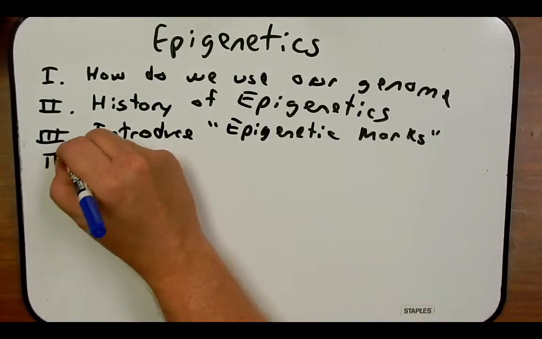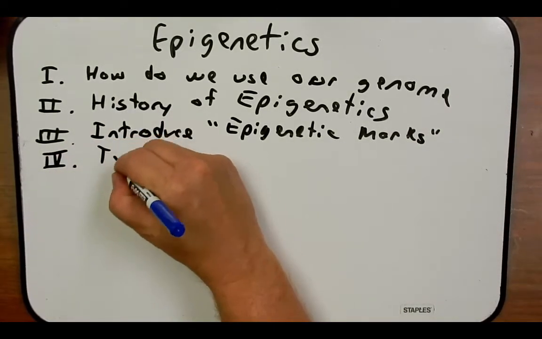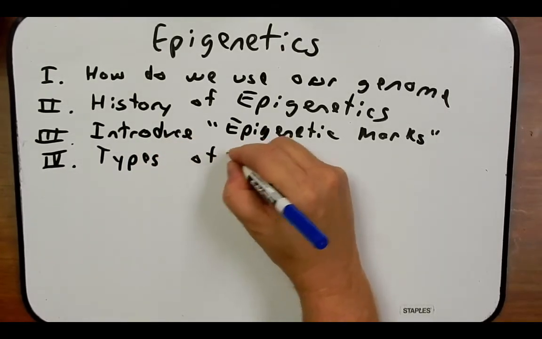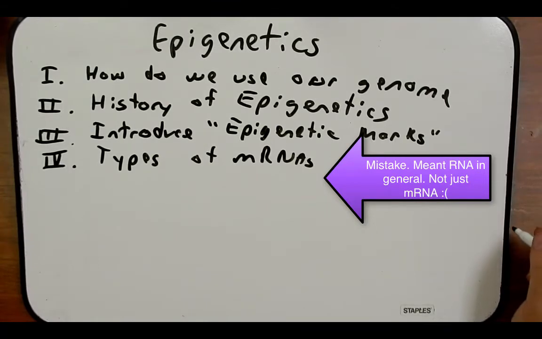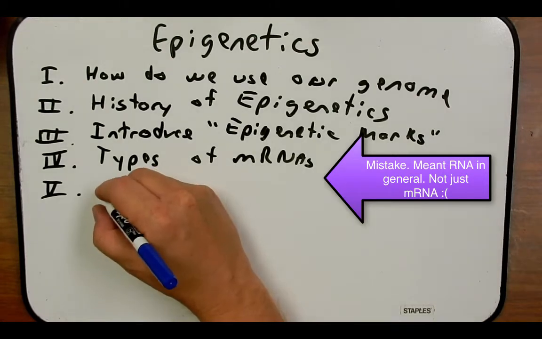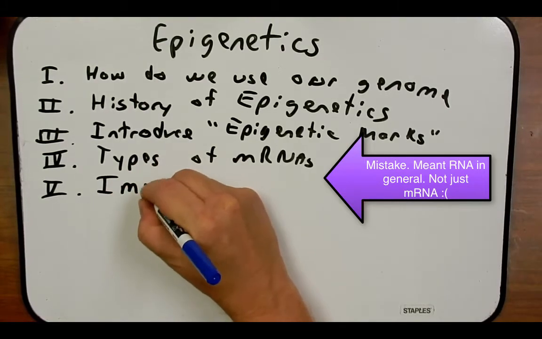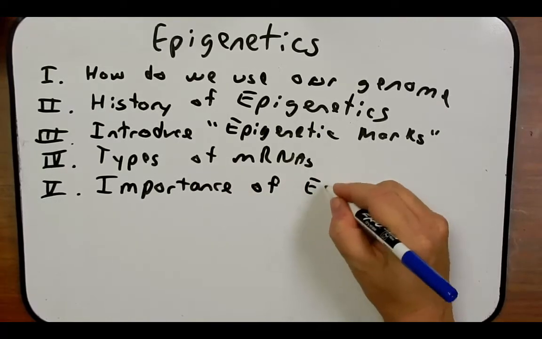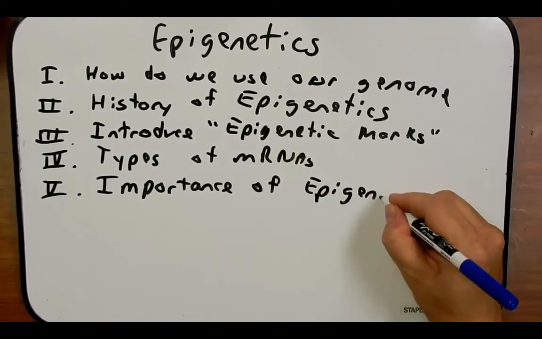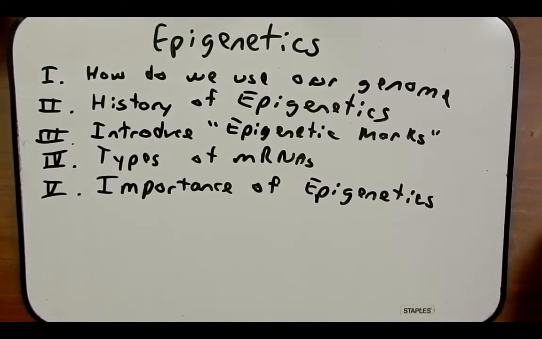And then I want to talk a little bit about the types of messenger RNAs. Not in great detail, because we will come back to some of these throughout the semester, but it's a good idea to set the stage of the kinds of mRNAs that we might move into this semester. And then finally we will talk about the importance of epigenetics. Just real brief, because we could spend an entire semester talking about the importance of epigenetics, but just to kind of set the stage.